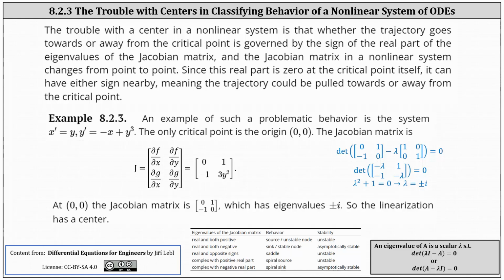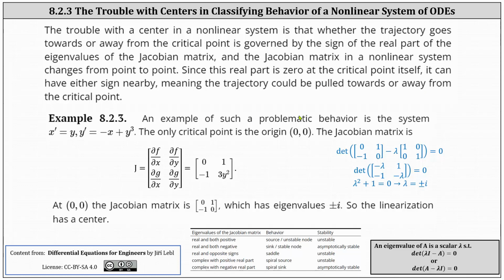Welcome to a lesson on the trouble with centers and classifying behavior of nonlinear systems of ordinary differential equations. The trouble with a center in a nonlinear system is that whether the trajectory goes towards or away from the critical point is governed by the sign of the real part of the eigenvalues of the Jacobian matrix, and the Jacobian matrix in a nonlinear system changes from point to point. Since this real part is zero at the critical point itself, it can have either sign nearby, meaning the trajectory could be pulled towards or away from the critical point.